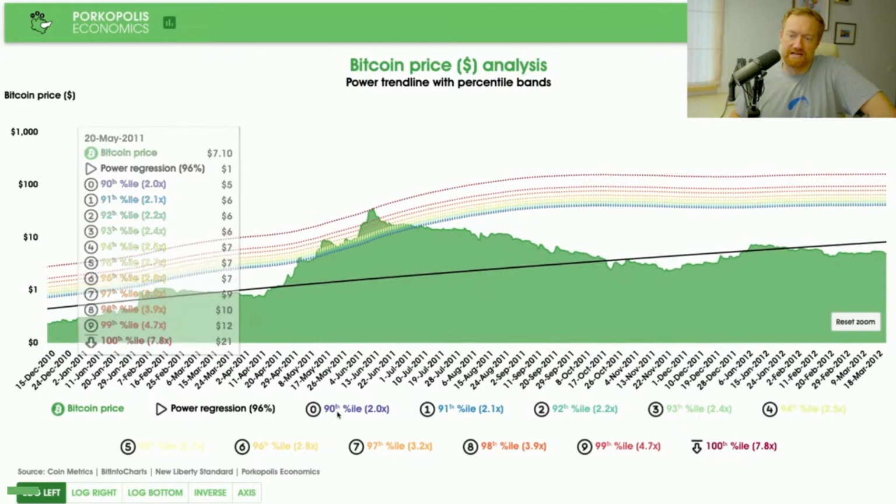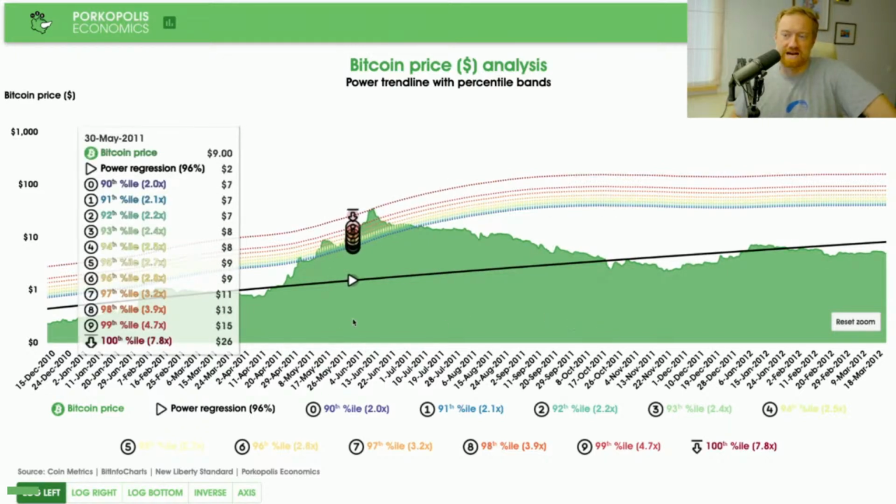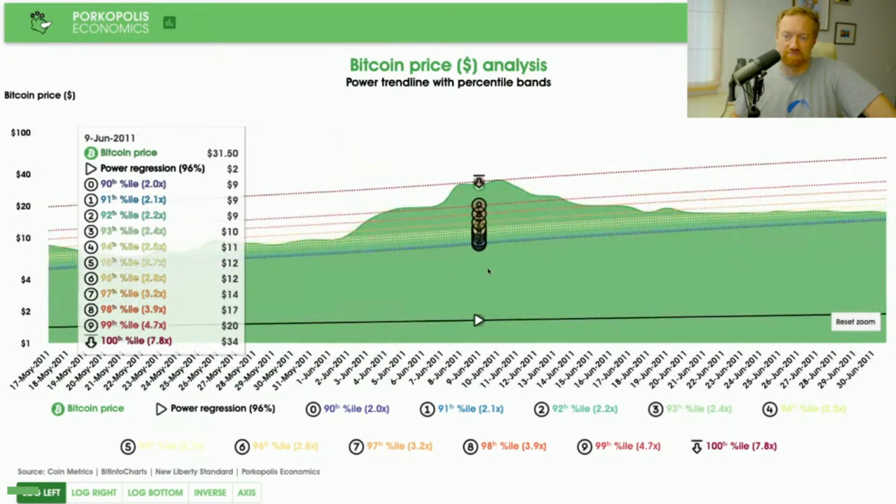So the 90th is here, right? It's the lower band, and the 100th still remains. Okay, and the 100th was stamped back in 2011. This was precisely the moment that we went 7.8x the trend. It was $35 a Bitcoin on a daily close. It was 7.x the trend at the time.